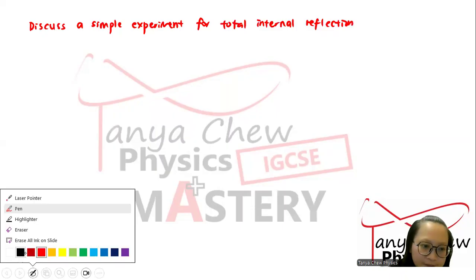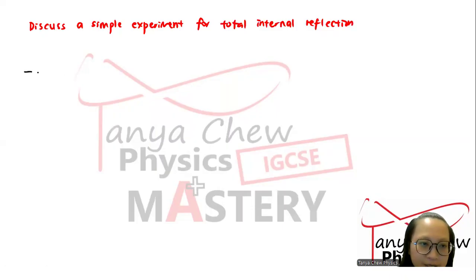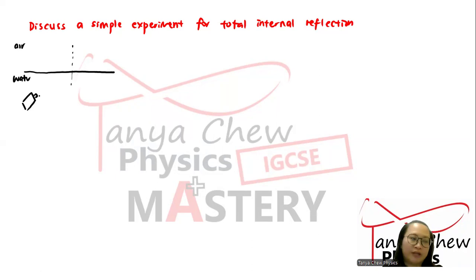Now I want you to see this. Let's say this is water, this is air, this is water, this is the normal. And then I need a laser box because I want to direct the light. The laser box must be wrapped up nicely because you place it in the water. The laser box will give out light. Why do we use a laser? Because the intensity of the laser light is stronger, so we can see the result, right?